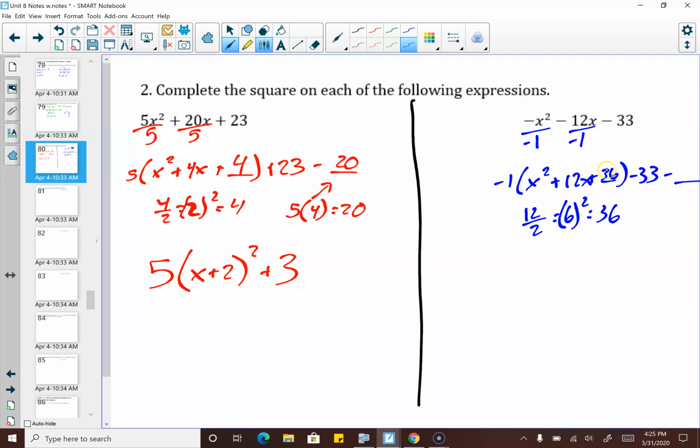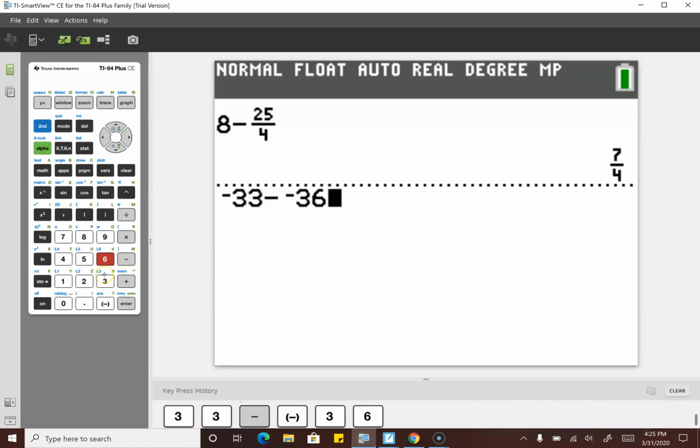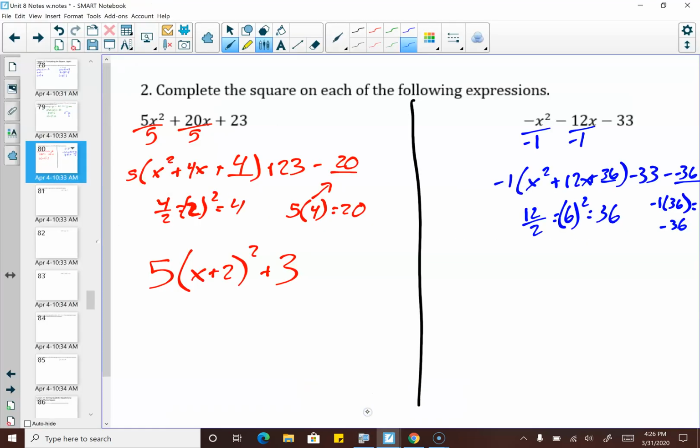Now negative 1 times 36 is negative 36. So we have to be careful. On that back line, it becomes minus negative 36. And now if I were you, I would just be careful with my calculator here, because that's really what you have. You could turn the minus minus into plus, and you end up with a 3. So you have negative 1, x plus 6 squared, and then plus 3. And that's your completing the square for that one when you have a negative out in front.